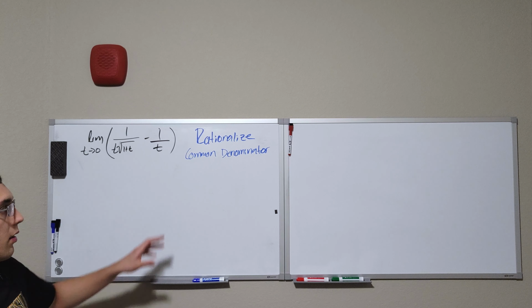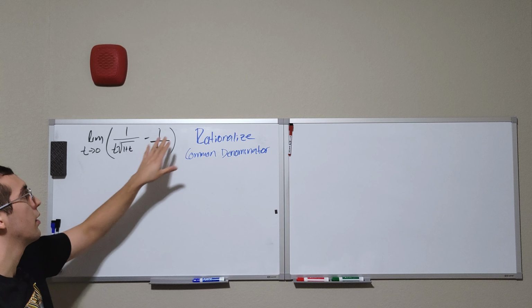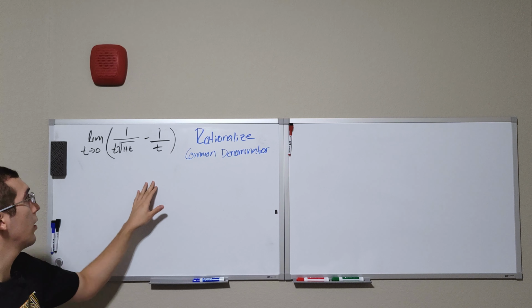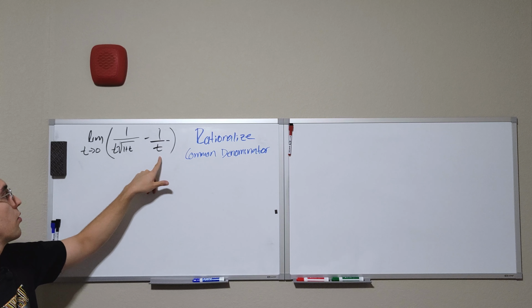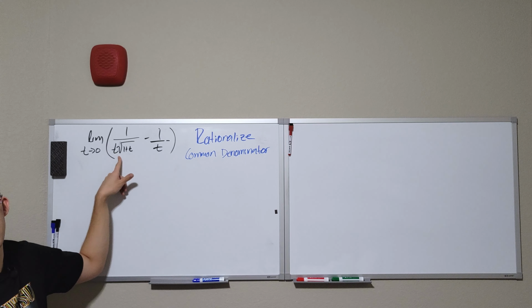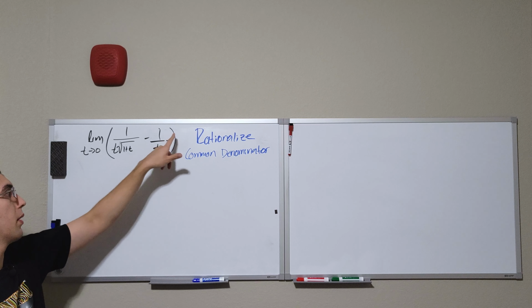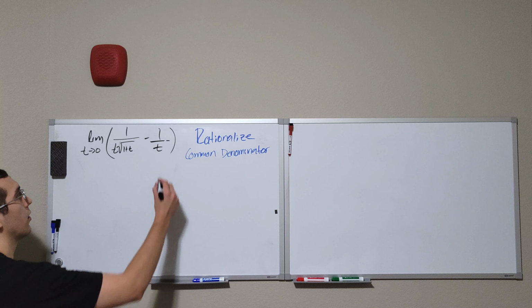Okay, so I want to get a common denominator here between this 1 over t times square root of 1 plus t and 1 over t. I'm going to look at this 1 over t, and I can notice right away that the only thing missing here is this square root of 1 plus t factor. So all I'm going to do is multiply this fraction by square root of 1 plus t over square root of 1 plus t, right?